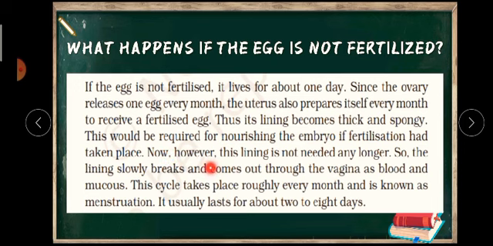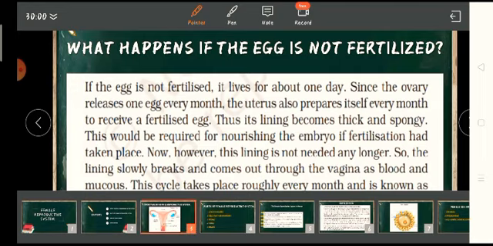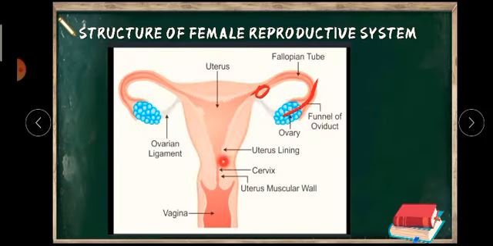Now, however, this lining is no longer needed if fertilization does not happen. What is the requirement of this lining? If this lining remains there for a long time, and the destroyed ovum also remains here, then in the next month the woman is going to release another ovum. Like this, the uterus is going to become full. If every month she releases an ovum but it doesn't come out, this uterus will get destroyed.